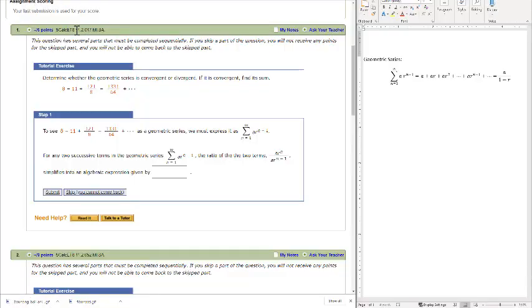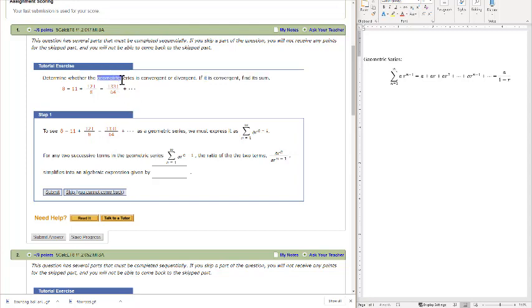Let's take a look at a lab problem from your lab assignment. This is 11.2, problem number 1. Determine whether the geometric series is convergent or divergent. If it converges, then find its sum.